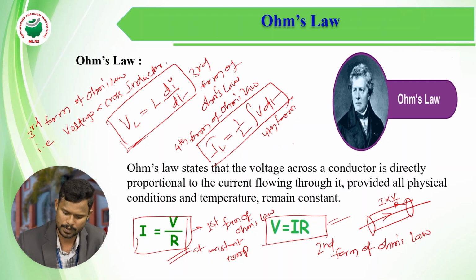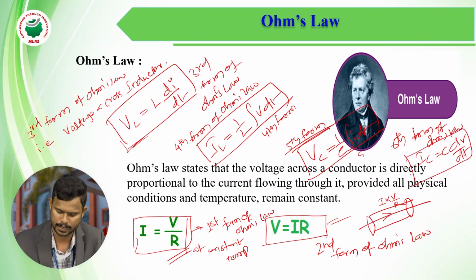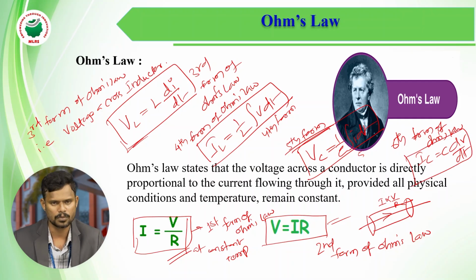And the fifth form of Ohm's law is the voltage drop across the capacitor, Vc equal to 1 by C integral I dt. And this is called the fifth form. And the sixth form of Ohm's law is IC equal to C into dV by dt. So these are the 6 forms of Ohm's law.